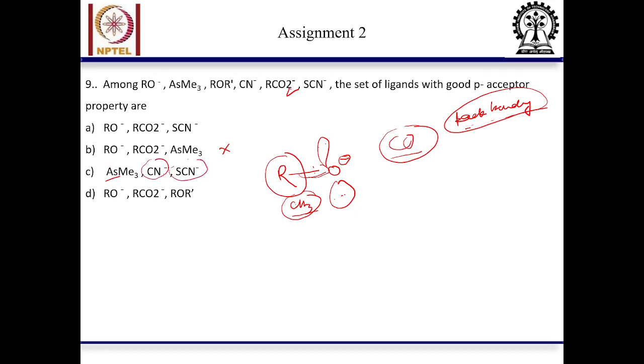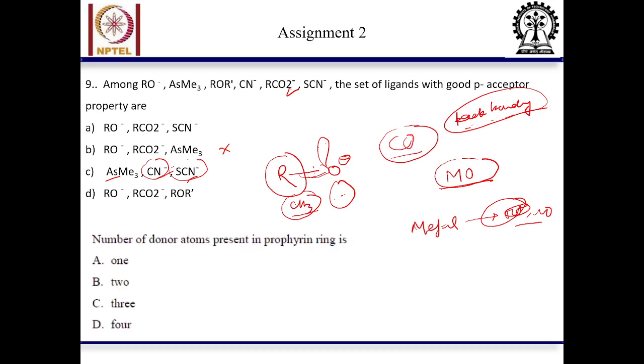Then Cn minus, yes, Cn minus, we have to go through the molecular orbital. There you will see that there is a pi star orbital which is vacant. So the metal can donate its electron in the pi star MO of this Cn minus and SCn minus. So Cn minus, SCn minus, carbonyl, these are good pi acceptor ligands which can stabilize the metal in the lower oxidation state. Okay, so the number of donor atoms present in the porphyrin ring is, I think this has already come, right? 4. This has already come.